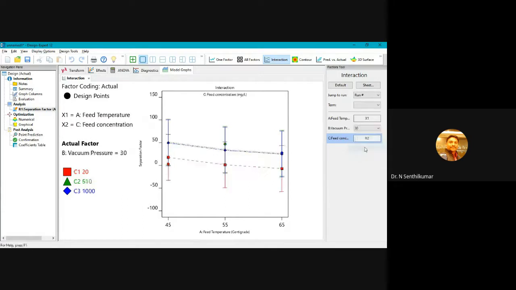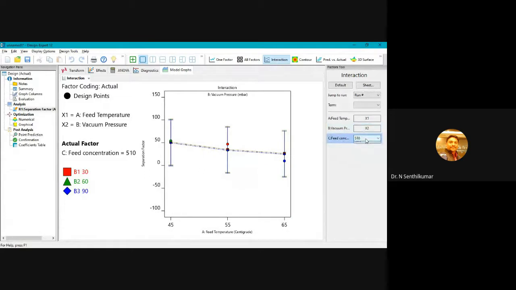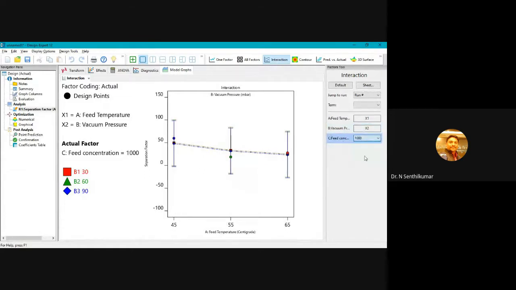So I'm going to change it like this. On the right side I'm going to change. You can see the right side we have feed factor x1, then percentage. So this is for 30, this is for 60, and this is for 90. You can change this and you can have different graphs that you can include in your research articles also. So this I am going to take as x2. Now for 510, what is the result? For feed concentration of 1000, what is the result? That and all we can identify.